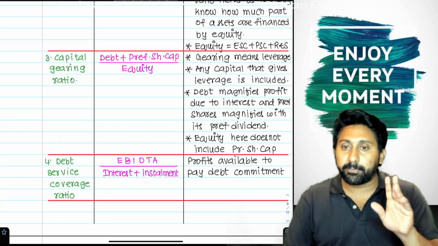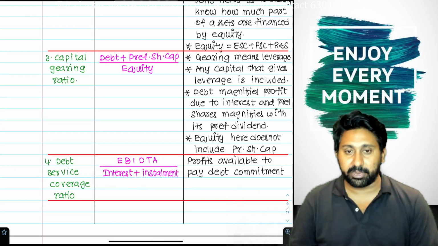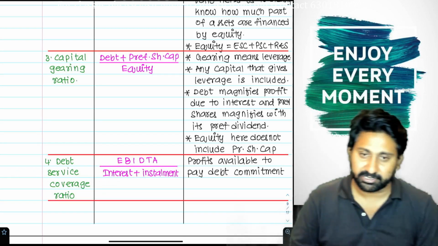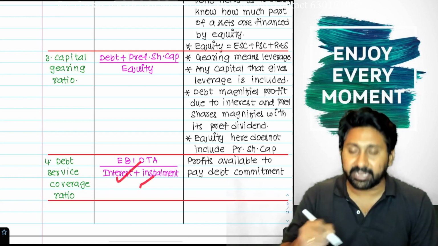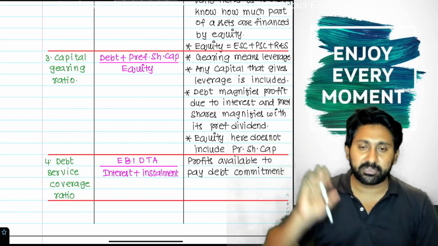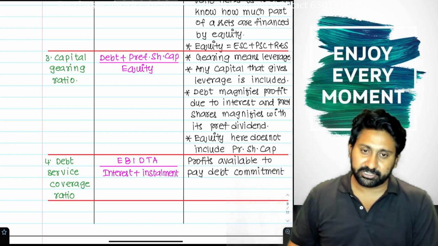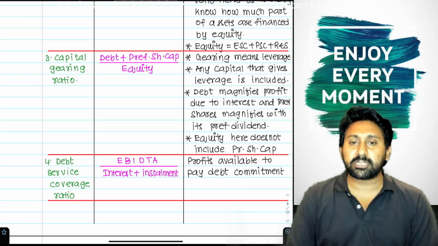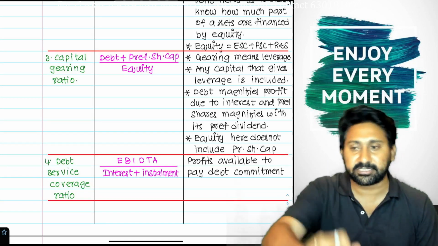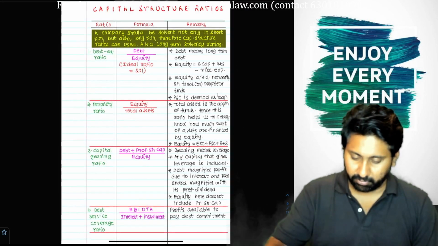Next, debt service coverage ratio. Every year I need to pay EMI. EMI has two components: an interest component and an installment component. Whether my profits before interest, depreciation, tax, and amortization are capable of paying the interest and the installment? For that, we have to understand the concept called EBIDTA, earnings before interest, depreciation, tax, and amortization. Those are the profits available to pay the debt commitments: interest on debt and the installment on the debt. Completed.